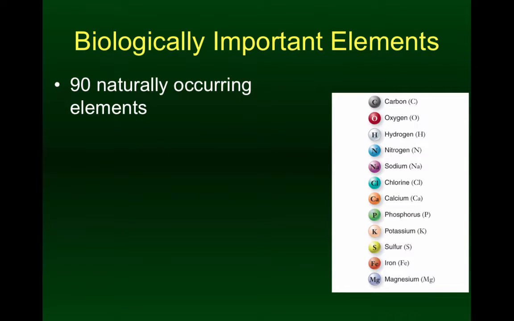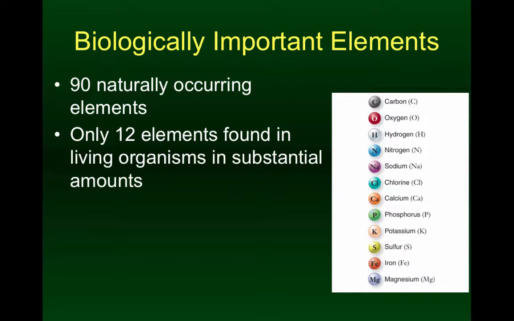So in nature, there are about 90 different naturally occurring elements. There are others that are man-made, but as far as naturally occurring substances that we know about, there are about 90. Of those, only 12 are found in large quantities in living things. The 12 we have up here on the screen: carbon, oxygen, hydrogen, nitrogen, sodium, chlorine, calcium, phosphorus, potassium, sulfur, iron, and magnesium are the 12 main ones that we find in living things.